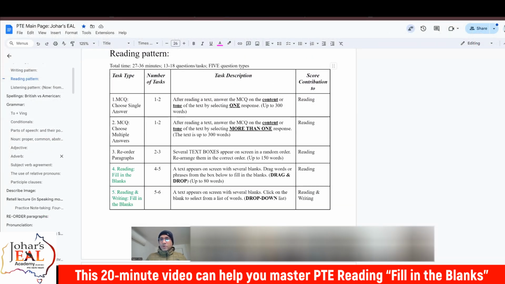So this part, if you go to the main page, you will see parts of speech and their positions. You will get the idea what different parts of speech are and what their positions are. Then there are two or three pages about nouns, and a couple of pages on adjectives, how we can identify and use adjectives. Then a couple of pages about adverbs and how we can use them in fill in the blanks. And then some subject-verb agreement. So these four things are on our main page in the grammar section.